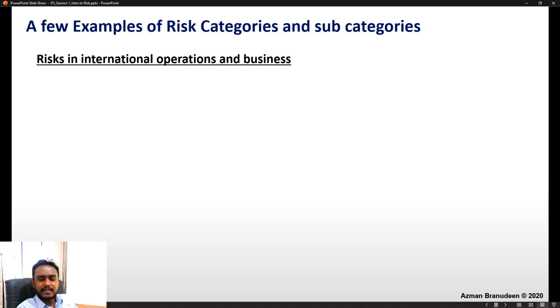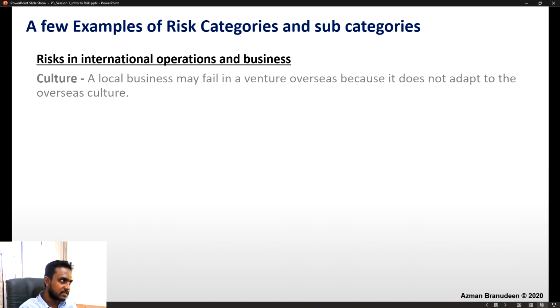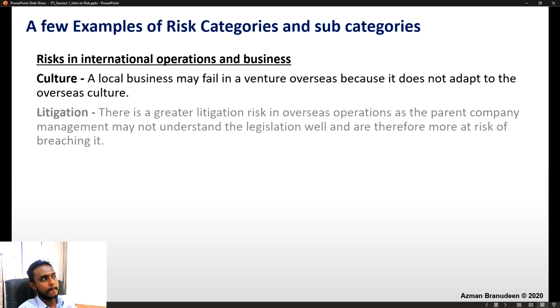Then you understand that most of the companies we get presented in the case study exam especially are multinational or sometimes even transnational. In that case, there are risks in international operations and business. Culture, right, under which we are going to look at some elements. Culture. A local business could fail in a venture overseas because it does not adapt to the overseas culture. Litigation. That is, there is greater litigation risk in overseas operations, as the parent company management may not understand the legislation really well and are therefore more at risk of breaching it.